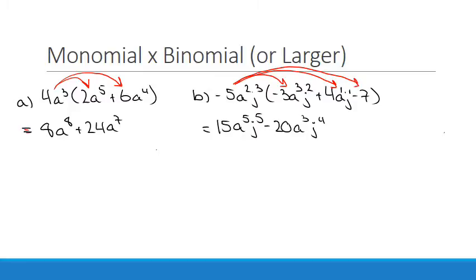One more monomial multiplication. Negative 5 times negative 7 is positive 35. And then you can see the negative 7 has no other powers or letters or variables with it. So the a squared j to the 3rd power remains unchanged. And there we go. That's our second example.